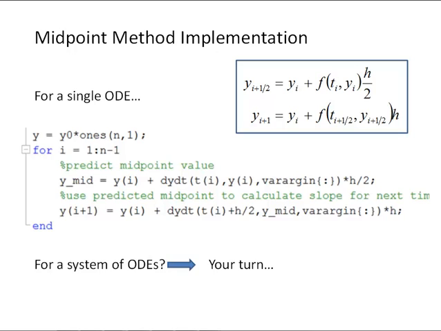So let's look at implementation of the midpoint method. So we have two equations to implement the midpoint method. First, we need to use Euler's method for a h over 2 time step to predict y at the midpoint, and then we'll use the midpoint method to predict yi plus 1.